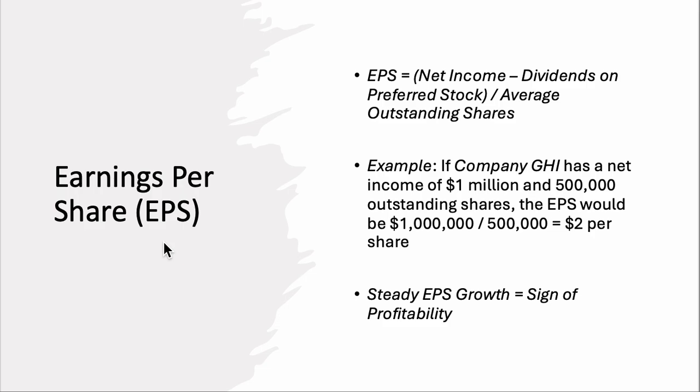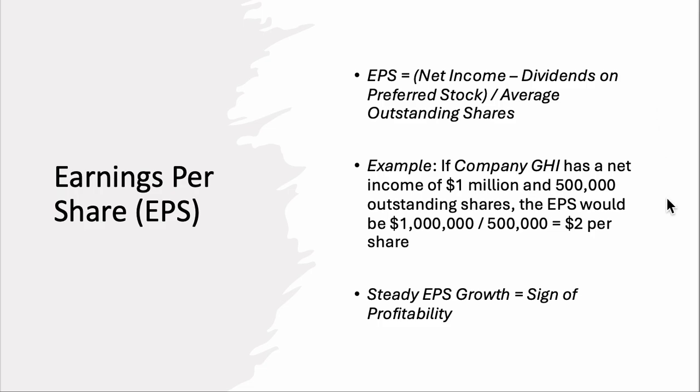Next is the earning per share. Earning per share is the fundamental indicator of a company's profitability. It tells you how much profit a company generates for each share of stock. EPS is calculated as net income minus dividend on preferred stocks upon average outstanding shares.